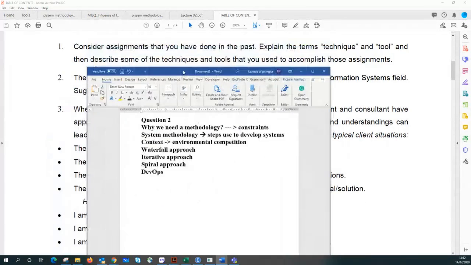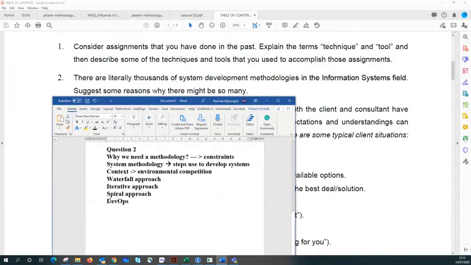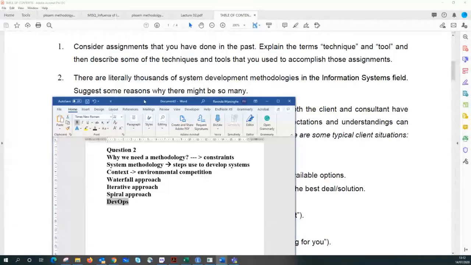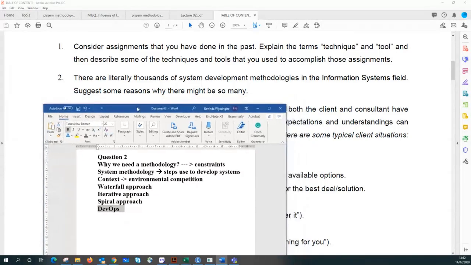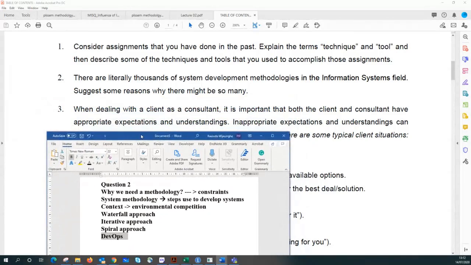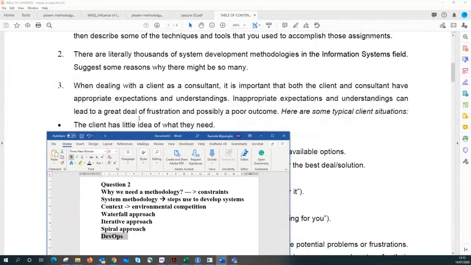Now regarding DevOps, just think in the back of your head, this is the latest methodology now adopted by most companies. Now we are moving to question number 3. Any questions regarding this?